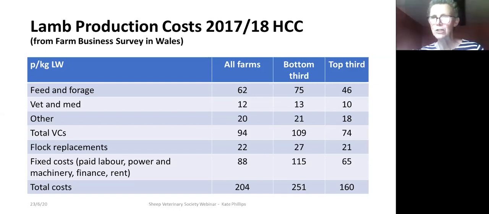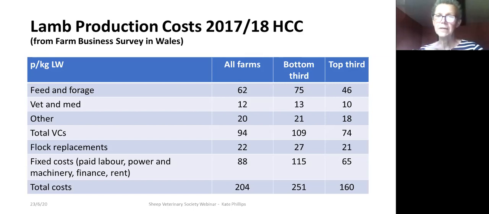Feed and forage, 46 versus 75 for the bottom third. And total variable cost, you can see we've got 74 pence a kilo for the top third, as opposed to 109 pence a kilo for the bottom third. It's basically reiterating what was happening with the other set of data. Flock replacements, lower again for the top third than the bottom third. And if you looked at total costs in terms of this set of data, £1.60 per kilo for the top third versus £2.51 for the bottom third. So a huge difference in cost of production from this range of farms.